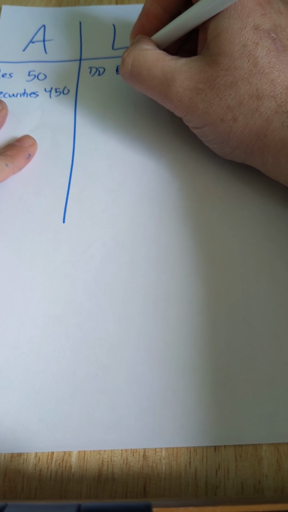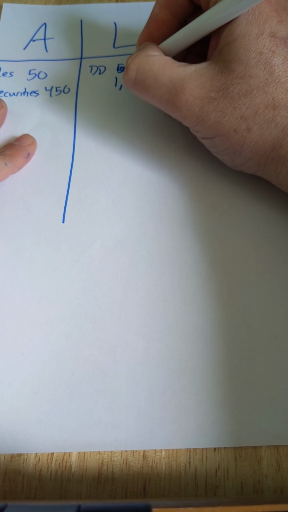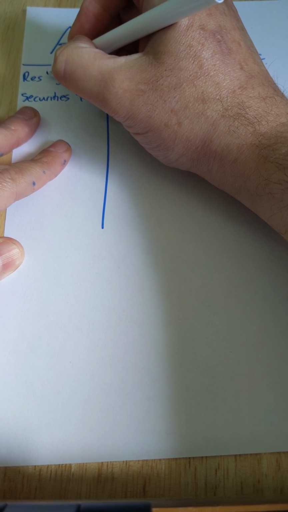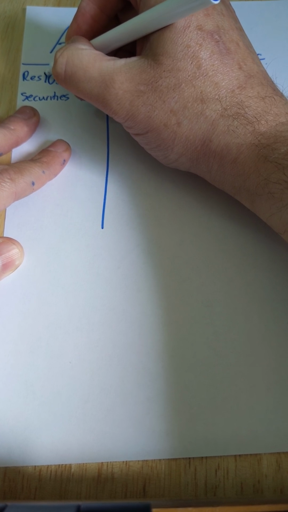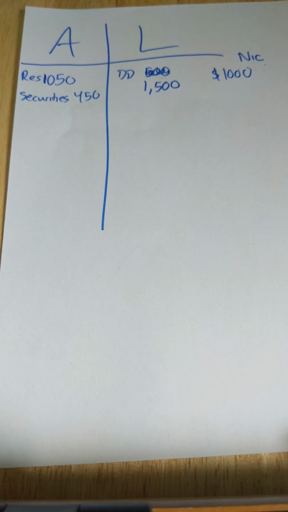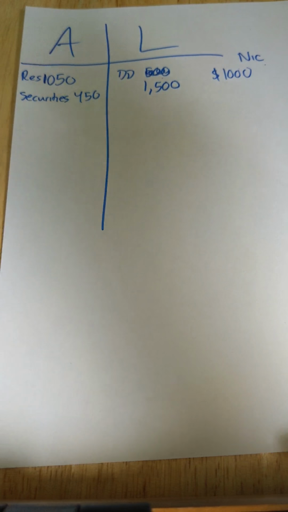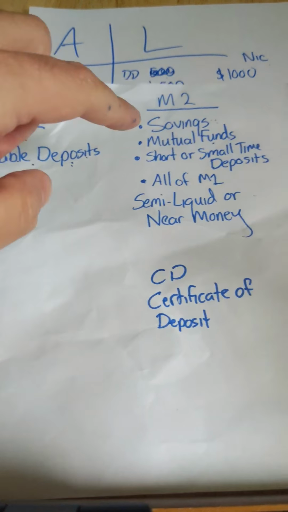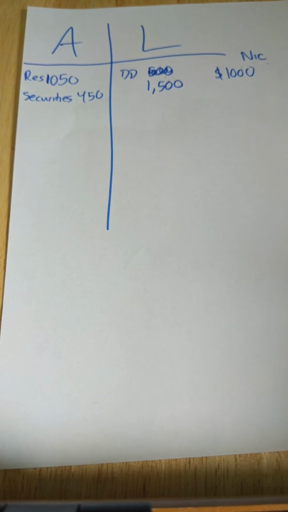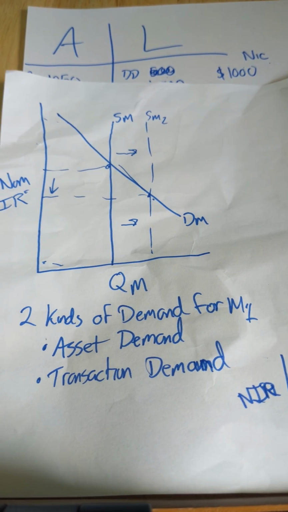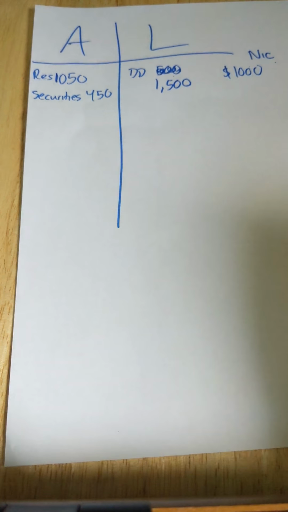So now the demand deposits become $1,500. The bank gets $1,000 in reserves, so this becomes $1,050. Okay? The money supply has not changed. We have shifted some money from cash into checkable deposits, or at the worst into savings, but it hasn't changed the money supply at all. So there has been no effect on nominal interest rates so far.